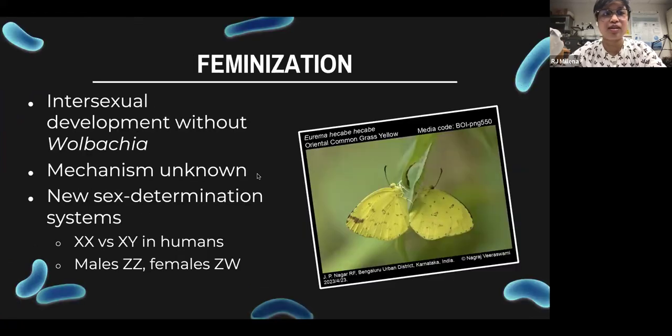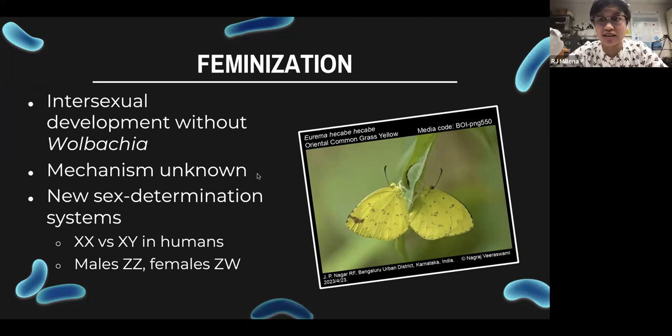Like I mentioned, the removal of Wolbachia during development, probably through antibiotic treatment, results in intersexual development. So the individual can become like a mix of male and female characteristics. I forgot what that was called, but maybe some of you have seen some of those specimens before. It's very cool because it can make them really hard to key out. It's interesting. And this mechanism is unknown, but work is still being done.